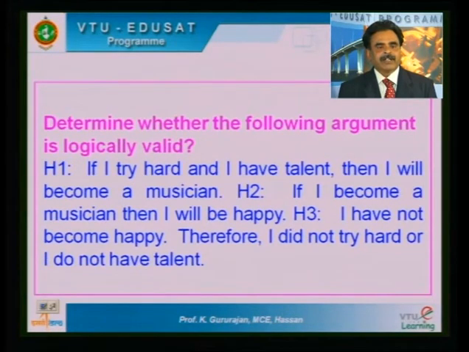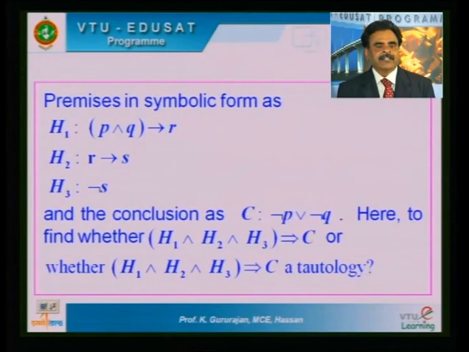Now let us come back to the same problem which we initiated earlier: if I try hard and I have talent, then I'll become a musician. If I become a musician, then I'll be happy. The third premise: if I have not become happy, then I did not try hard or I do not have talent. We have seen that this problem is symbolically written as: first premise, P and Q implying R; second, R implying S; third premise, negation S. We would like to find out whether H1 and H2 and H3 will imply C or not, where C is negation P or negation Q.